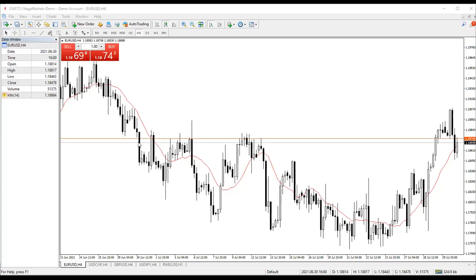It gave me the time when it was formed. It gave me the open price. It gave me the high price. It gave me the low price. It gave me the closing, and it gave me the volume. That's how good this data window is.